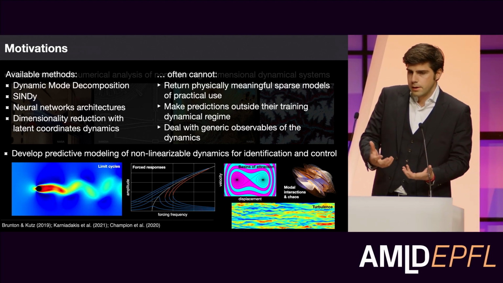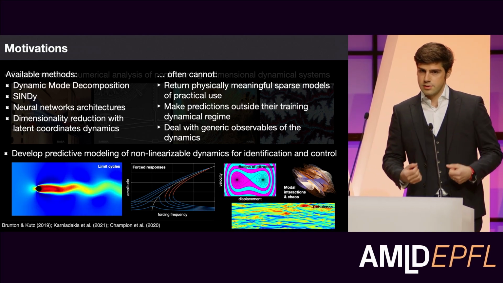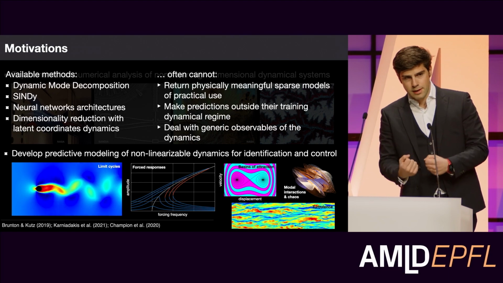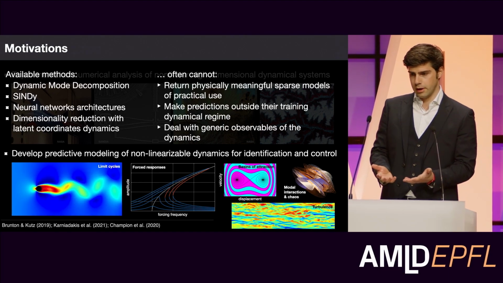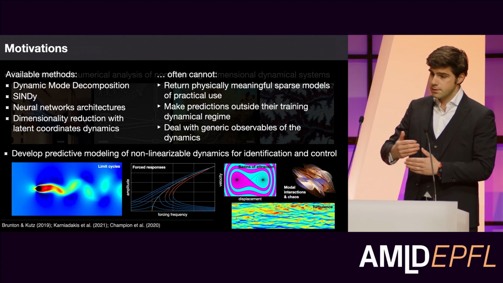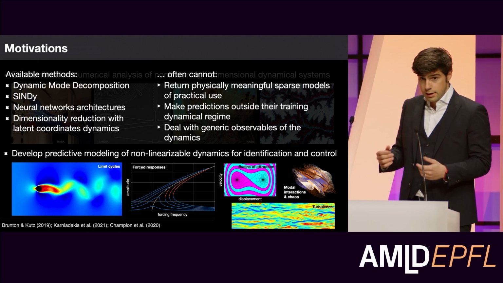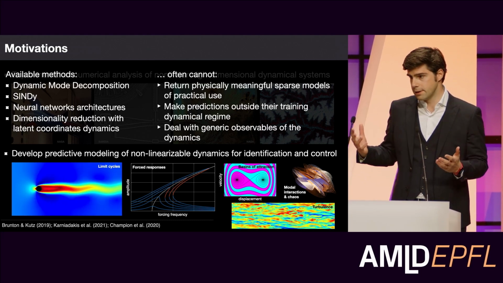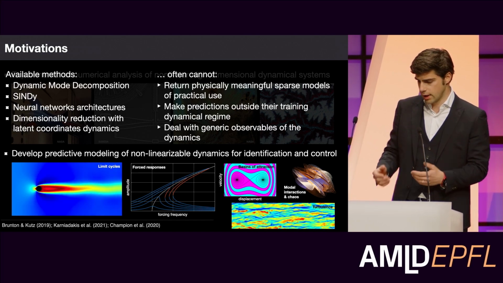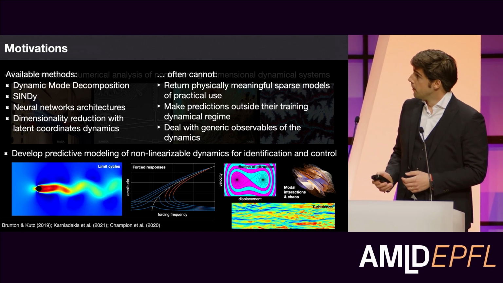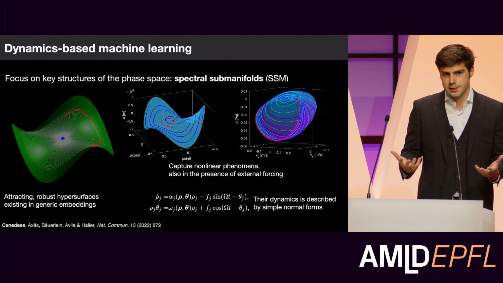First of all, some of them cannot return physically admissible models, or some others assume just a sparse model, but where is the sparsity guaranteed, if it depends on the coordinates that you're looking at? Or some of them have problems making predictions outside their training range, or others need to observe the full phase space, not just one particular observable, which is the typical case if you think about structural dynamics, for example. This is why we take an approach which we call dynamics-based machine learning.